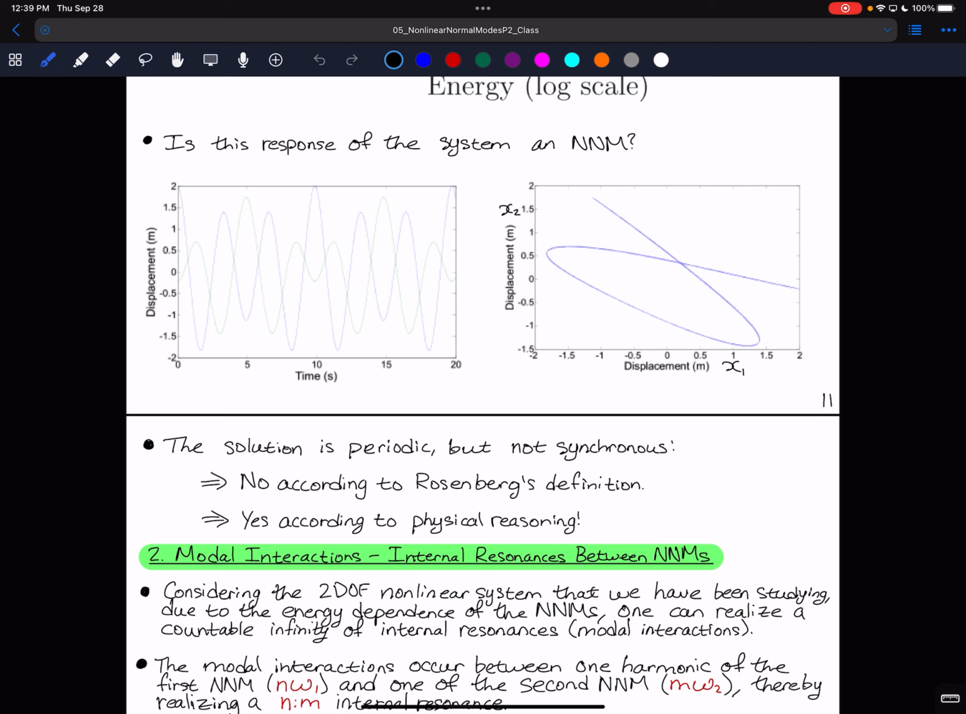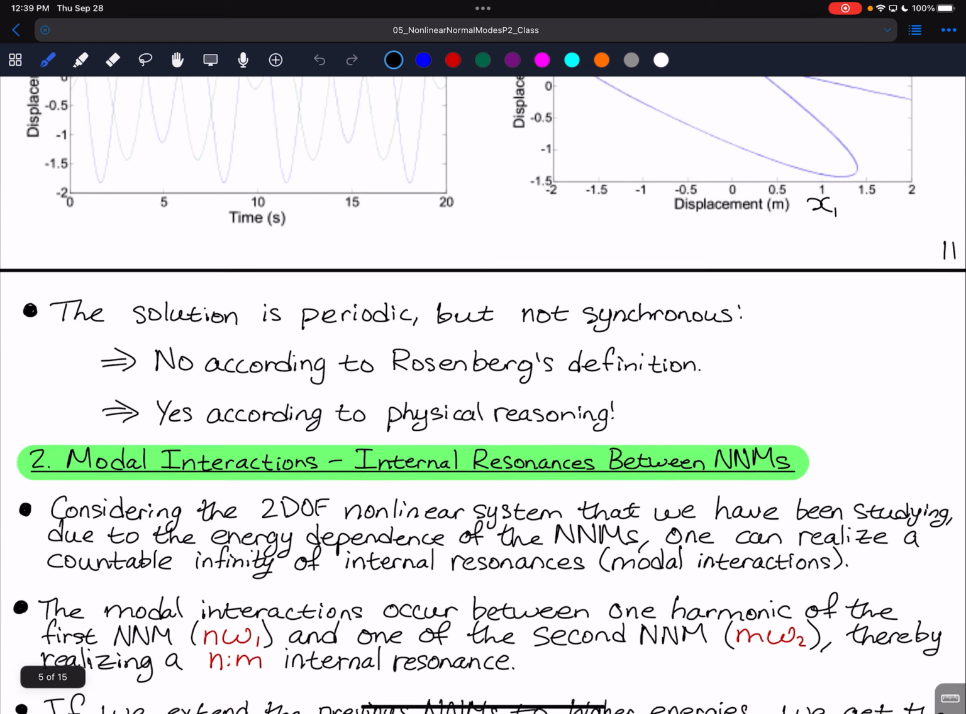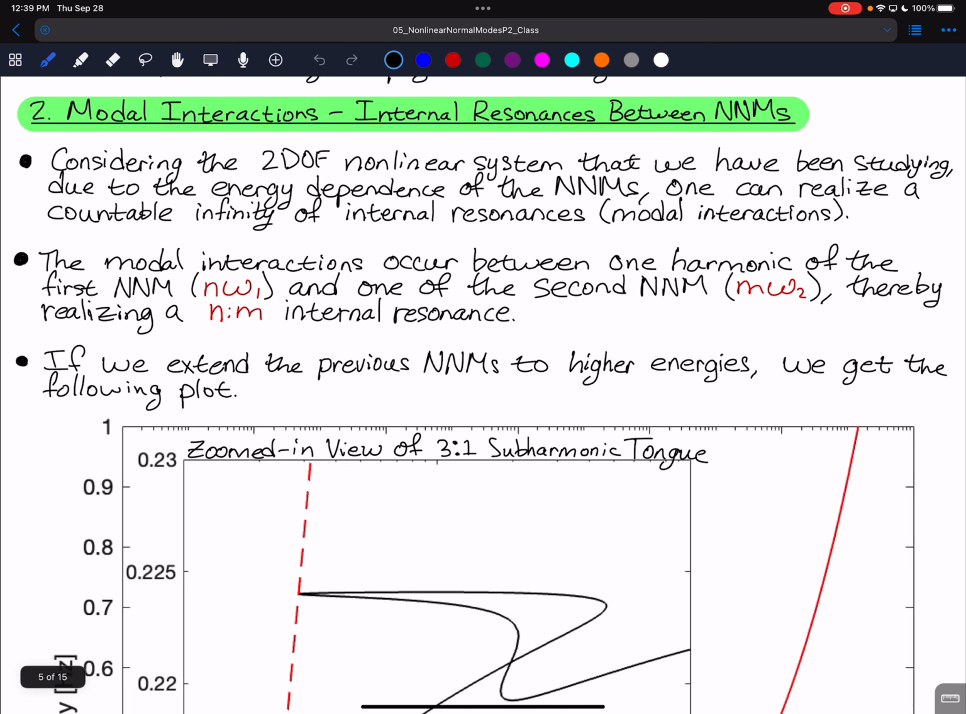All right, we're going to come back to this problem in the sense of, is Rosenberg's definition complete, or does it need to be modified after we go through the next fundamental property, which is a discussion of modal interactions or internal resonances between the n and m's. All right, so we're going to again consider that same 2 degree of freedom system that we were studying in the previous section.